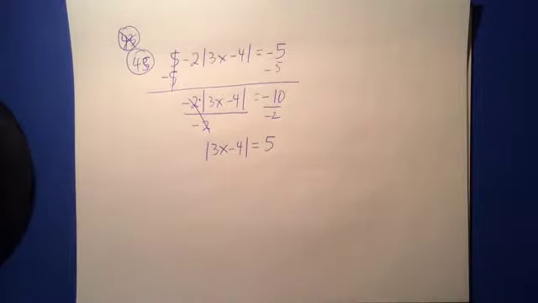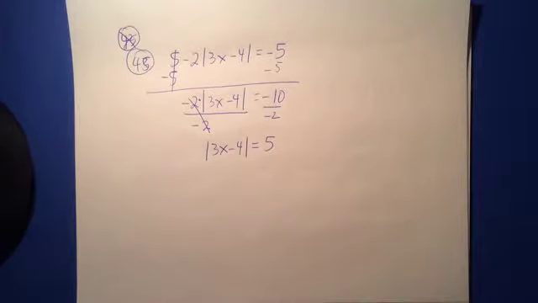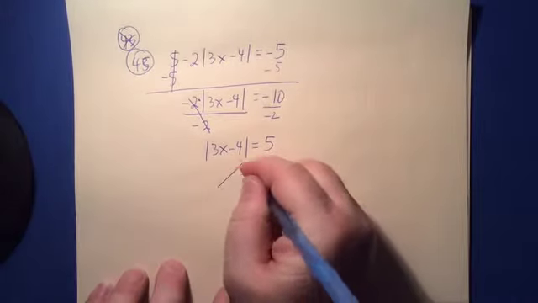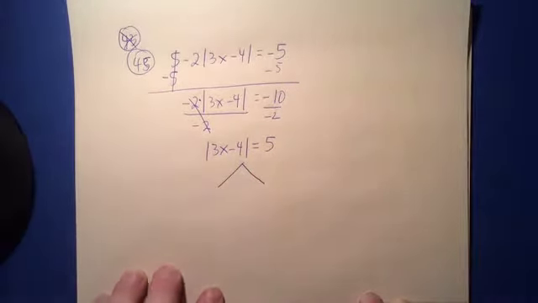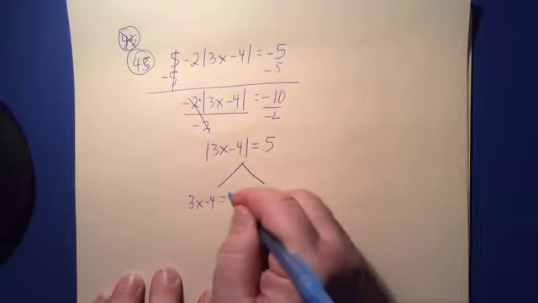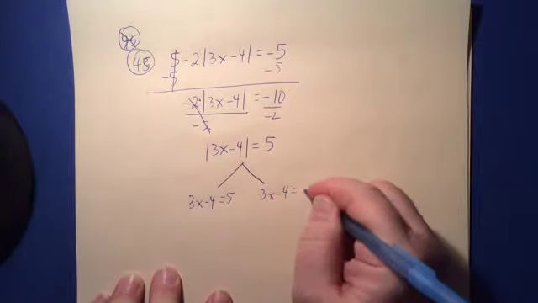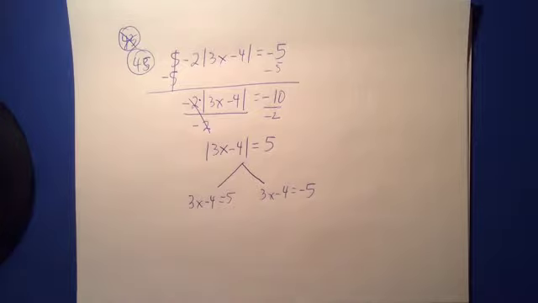So I've already performed 2 steps to help simplify this without even splitting this up yet. But now that I have the absolute value by itself, I can now split this up and get the solution I need. So let's take a look at this now. This is going to be 3x minus 4 is equal to 5, and then 3x minus 4 is equal to negative 5. So I'm just going to solve each of these and see what I get.